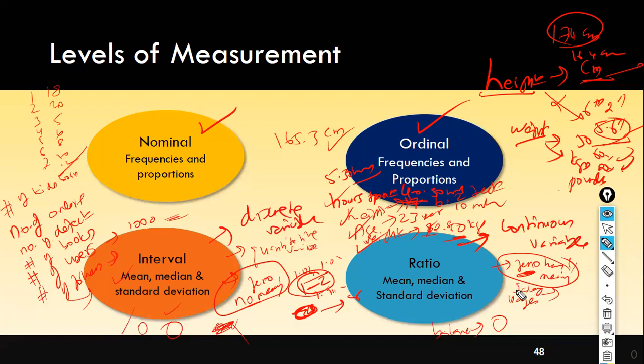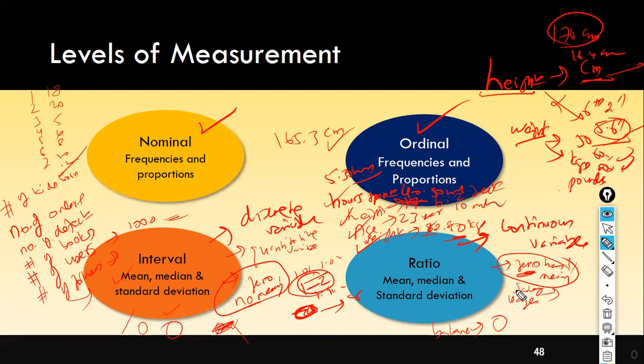Okay, so now we understood what is nominal, ordinal, interval, and ratio. To summarize, nominal and ordinal types of variables are also called categorical or qualitative or non-parametric variables. I'm yet to explain what non-parametric is. I will explain it later.